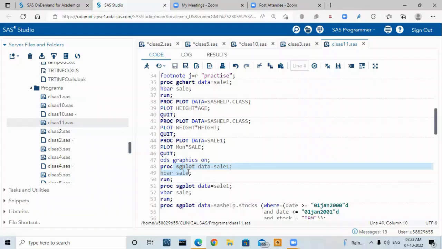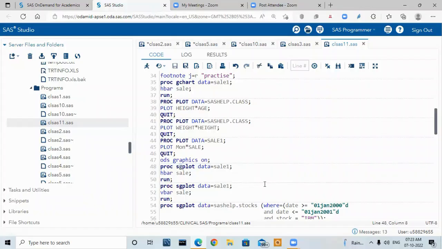Both are actually having the same type of graphs. Whatever graphs you can draw in SG plot, the same type of graph you can draw in the G chart also. Understood? The G chart and SG plot will produce the same type of graphs. See, G stands for graphics. Whether it is a G chart or SG plot, both contain the letter G.